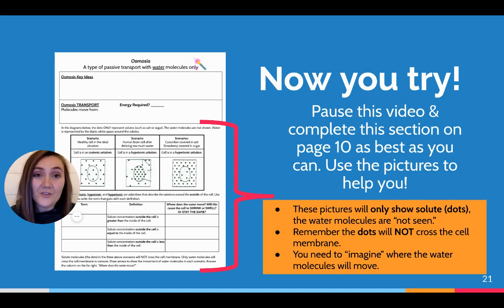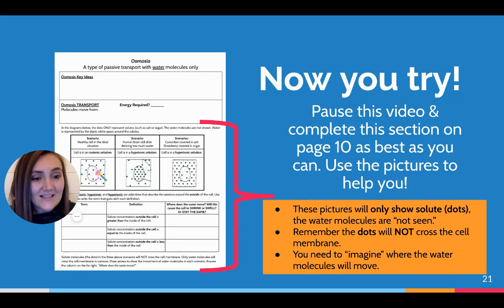Okay, so now you're going to try the same thing, but you are going to be identifying the 3 types of solutions due to the process of osmosis. So continuing on page 10, you're going to be looking at these pictures here. It'll give you this scenario, and then it'll give you a picture, and it'll tell you what kind of solution that cell is currently in.